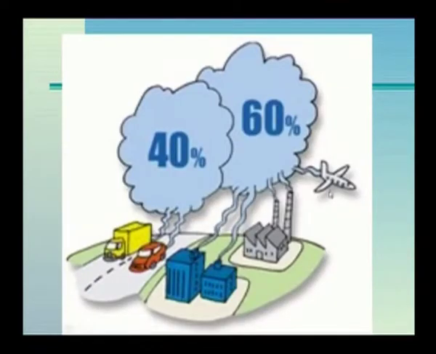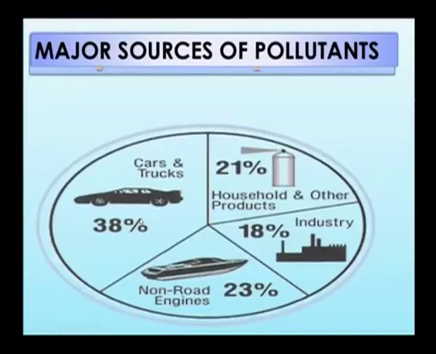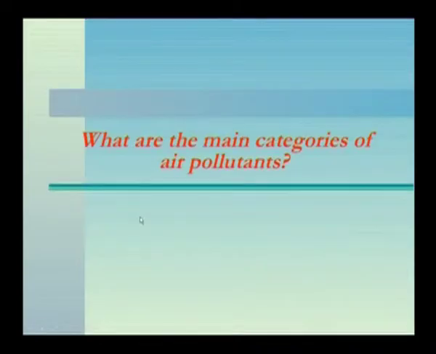So you can see a whopping 60% from jets, industries and commercial uses, and 40% from automobiles. Major sources of pollutants: 38% to 40% from cars and trucks, 21% from household and other products, 23% from non-road engines, that could be your jet fuels, it could be boats, it could be anything, and 18% from manufacturing industries.